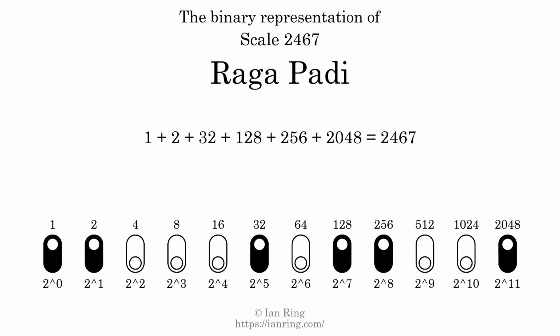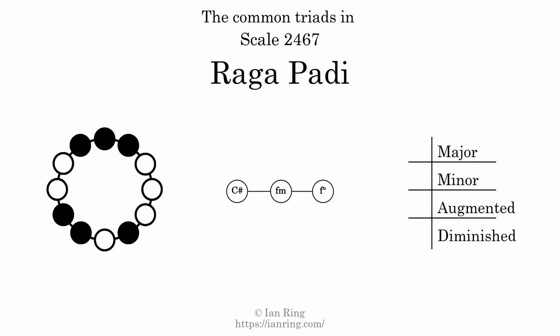2467. The scale number not only enumerates the scale with a unique index, but it also literally describes the tonal content of the scale. Represented as a binary number in base 2, the scale number is 1001101000011. Here are the common triads present in this scale.